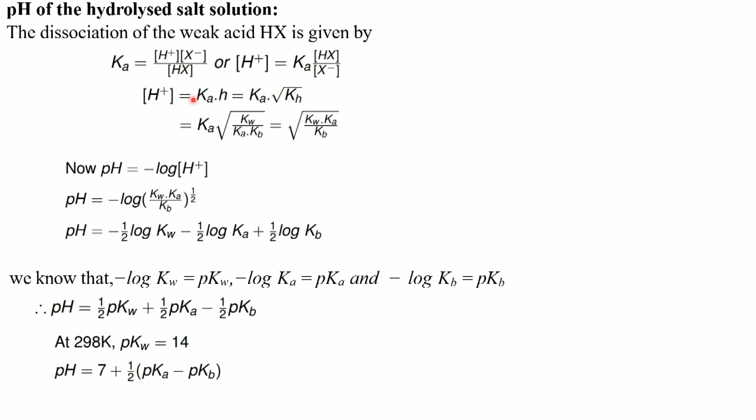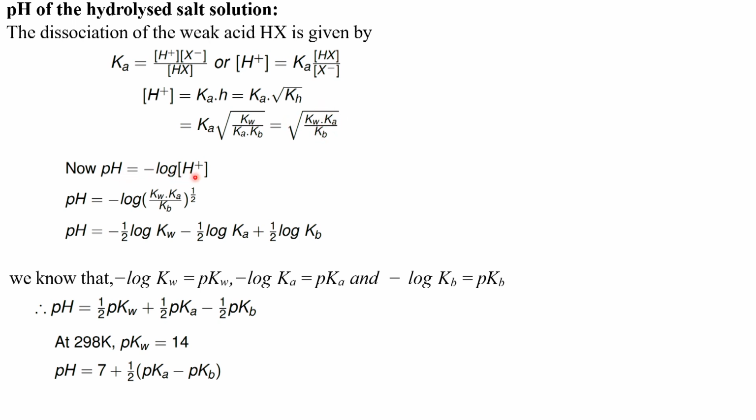So concentration of H plus is Ka times concentration of HX by concentration of X minus. Now concentration of H plus is Ka times Kh, Kh is again the hydrolysis constant, so we can write Ka times root over Kh, and we can further simplify this one by substituting the value of Kh. So we get Ka times square root of Kw by Ka times Kb, and so we get basically square root of Kw times Ka by Kb. That is the relationship.